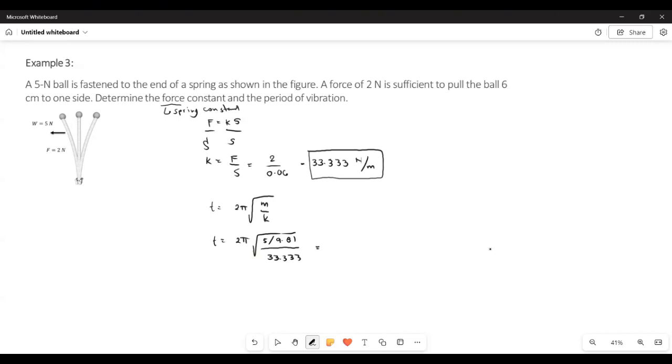So, pwede naman natin actually na ito ay i-store natin sa A para masakto yung ating sagot. So, 2 pi square root of 5 over 9.81 divided by yung sa A natin na spring constant. So, we will have a period of vibration of 0.777 seconds.